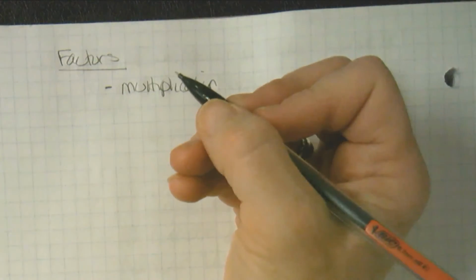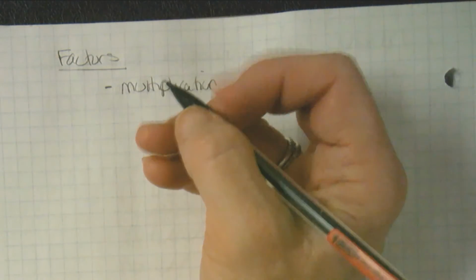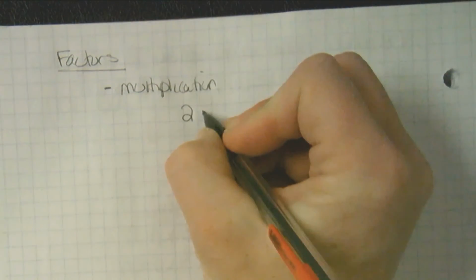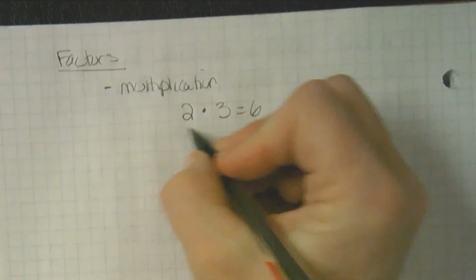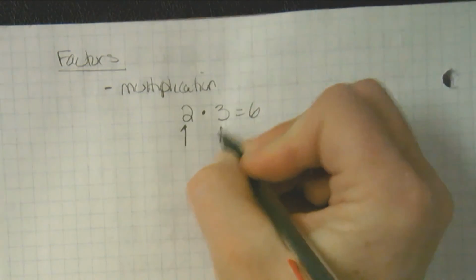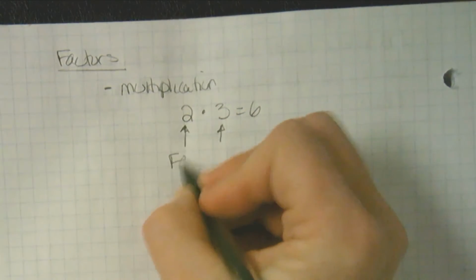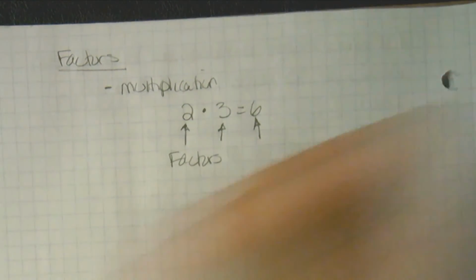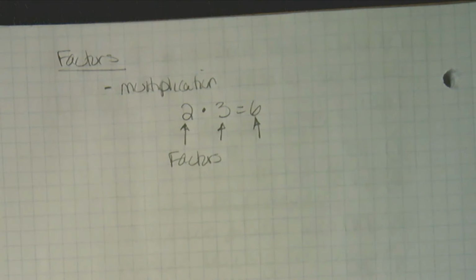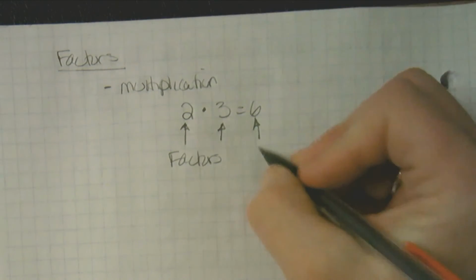So the best way that I'm going to show you and then give you the definition. So 2 times 3 equals 6. 2 and 3 are both factors. What is 6 called? Aaron? That's a product.